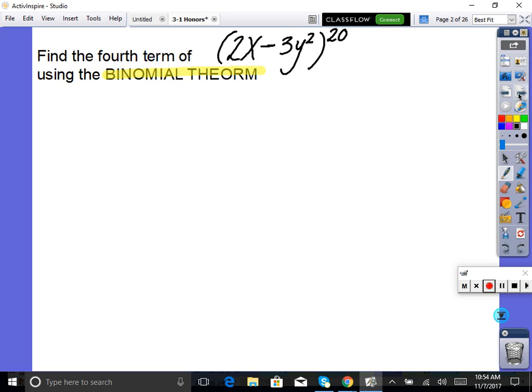Okay, now I had a valid question last time. People asked me, when would we use the binomial theorem over Pascal's triangle? When Pascal's triangle is so much easier, right? Here's an example of when we would.